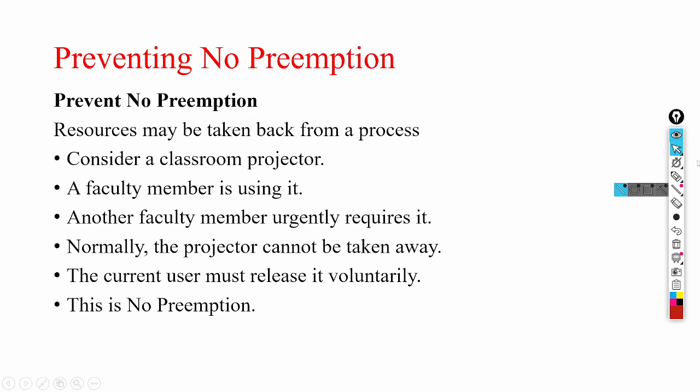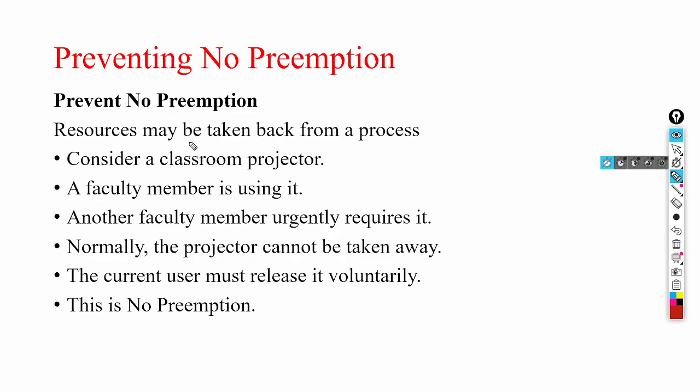Preventing no preemption. Now let us discuss preventing no preemption. What is no preemption? No preemption means resources cannot be forcibly taken away from a process. This we already discussed. The process itself must release them. So to prevent this deadlock situation, the operating system may temporarily take the resources back from a process if necessary. This allows the resources to be reallocated and avoids indefinite waiting.